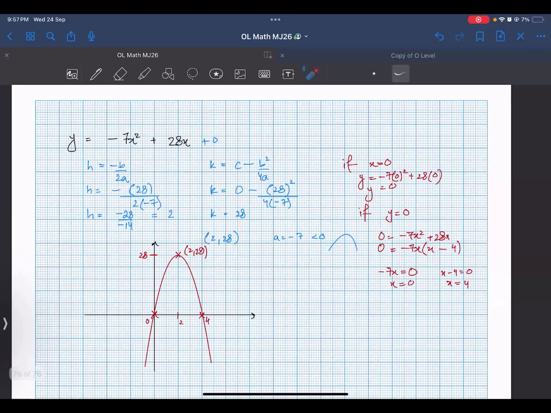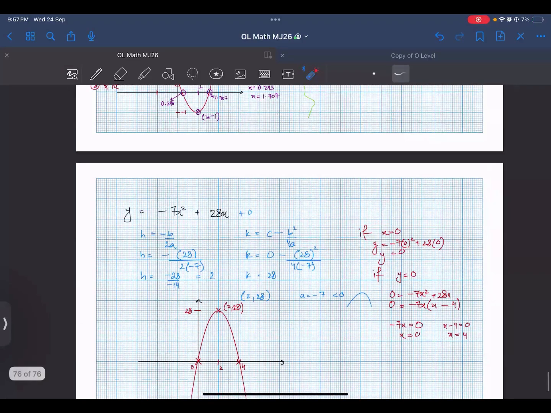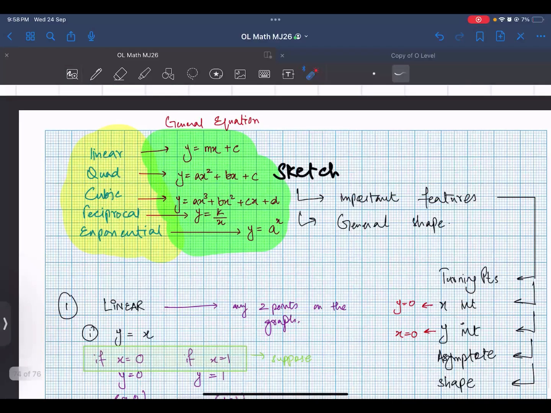Any questions, anyone? No, sir. These two are the easier parts. The main, more interesting part is the sketching of cubic, reciprocal, and exponential.